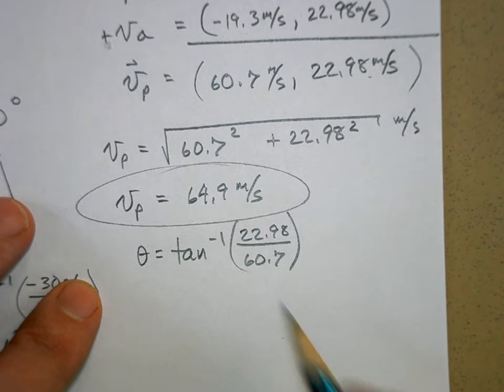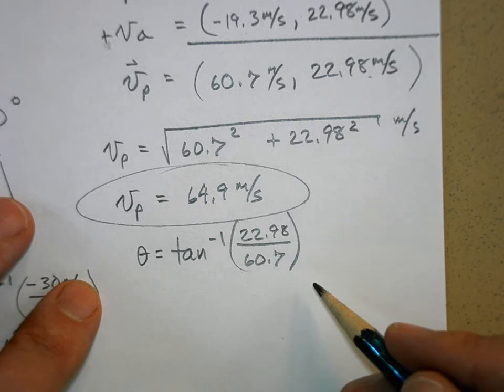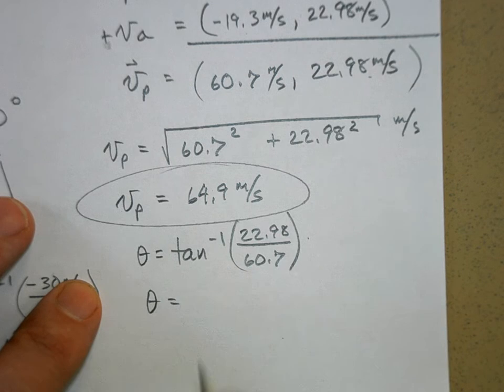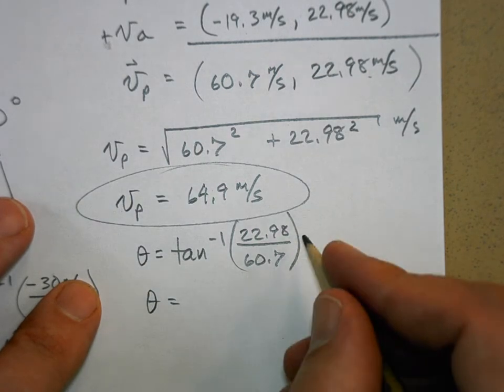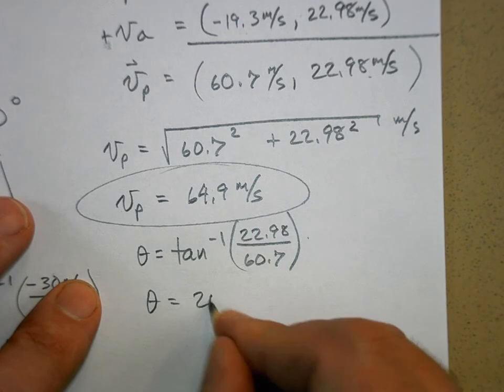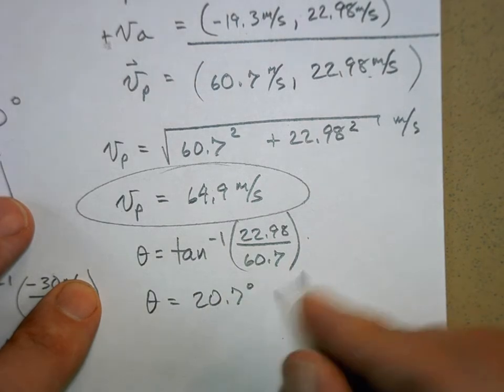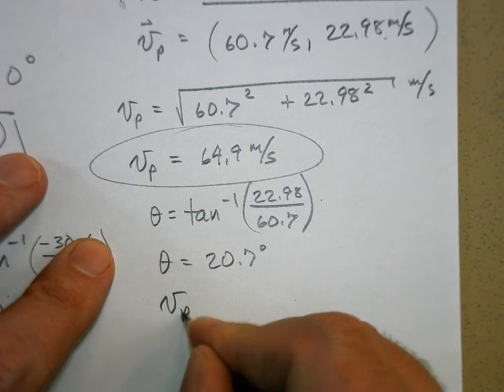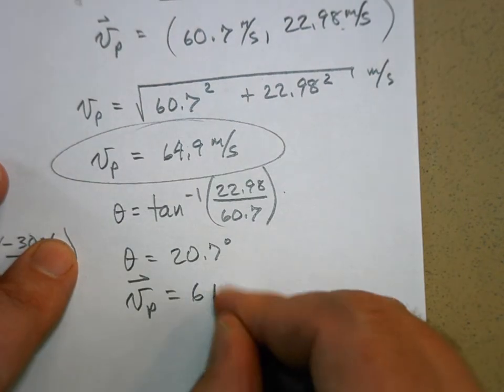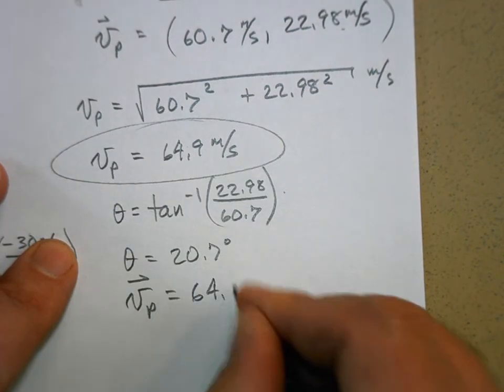So I can tell already that my answer is going to be in the first quadrant. So what's my angle when I do that? 20.7. So I can say, all right, the velocity of the plane in polar coordinates is 64.9 meters per second at an angle of 20.7 degrees. Whew, that's a lot of work.